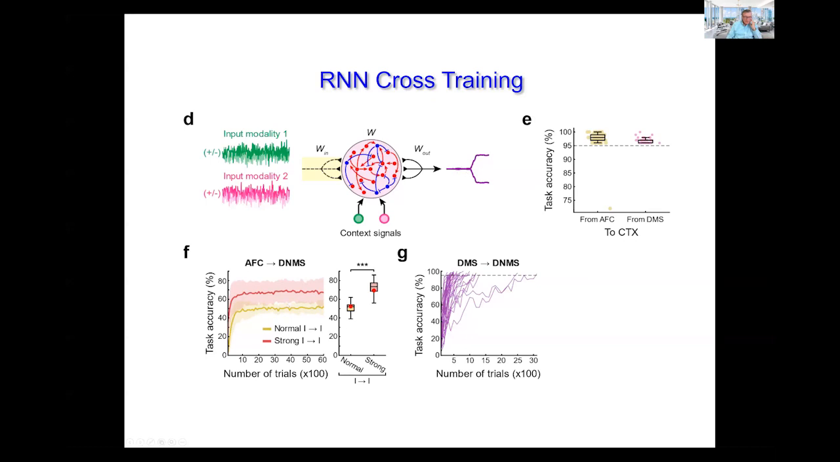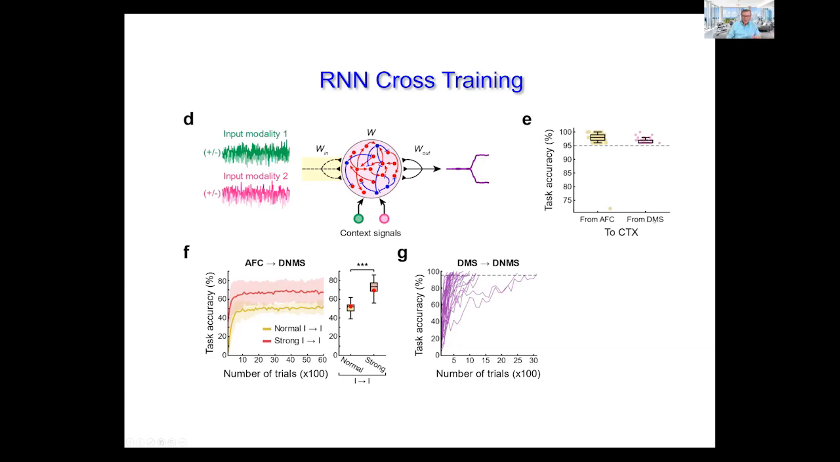Now, the question that we're exploring here is transfer from one network to another. And we're going to start with two different networks, the alternative forced choice or the delayed match to sample. And remember, the alternative forced choice has low autocorrelation time constants, and DMS has high. And so we can see that when we are transferring from either of these, we can transfer to this new task, the context task, with very high accuracy. But now let's try transferring from the AFC to the DMS.